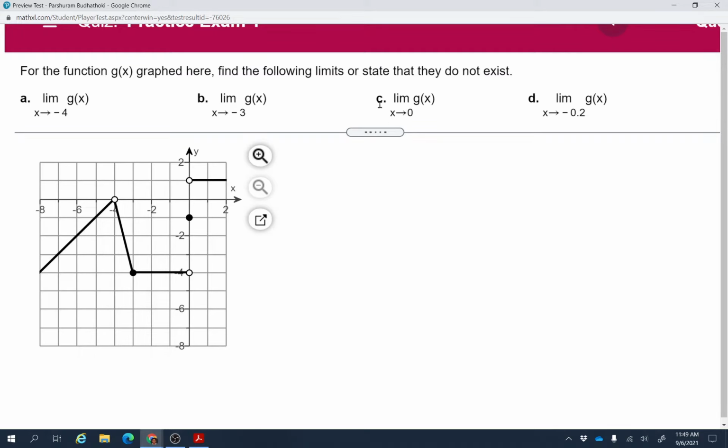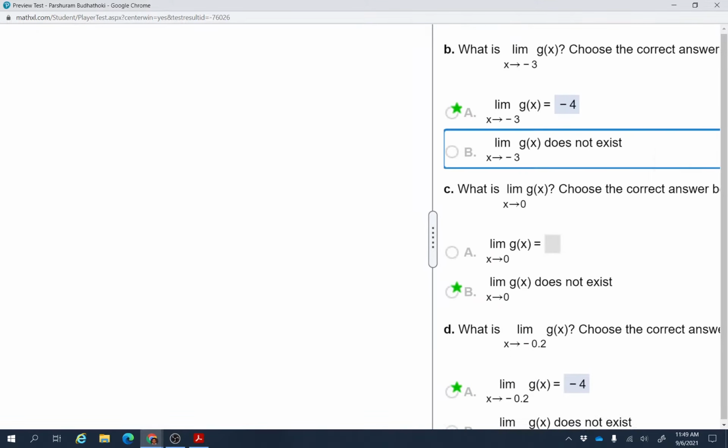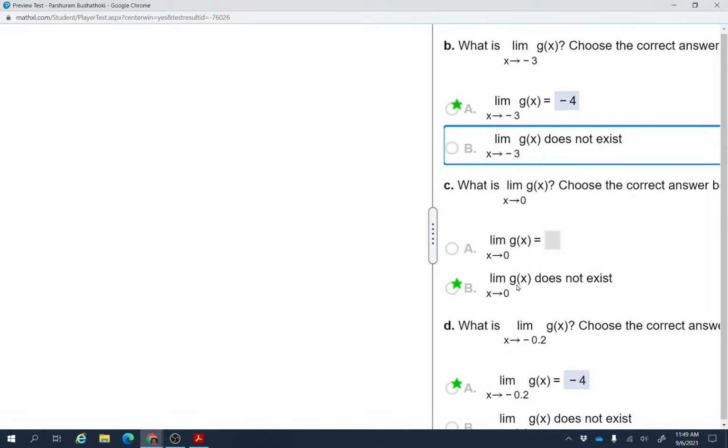That means the limit does not exist. Part C, we can say that the limit does not exist. See that this is part C, the limit does not exist.